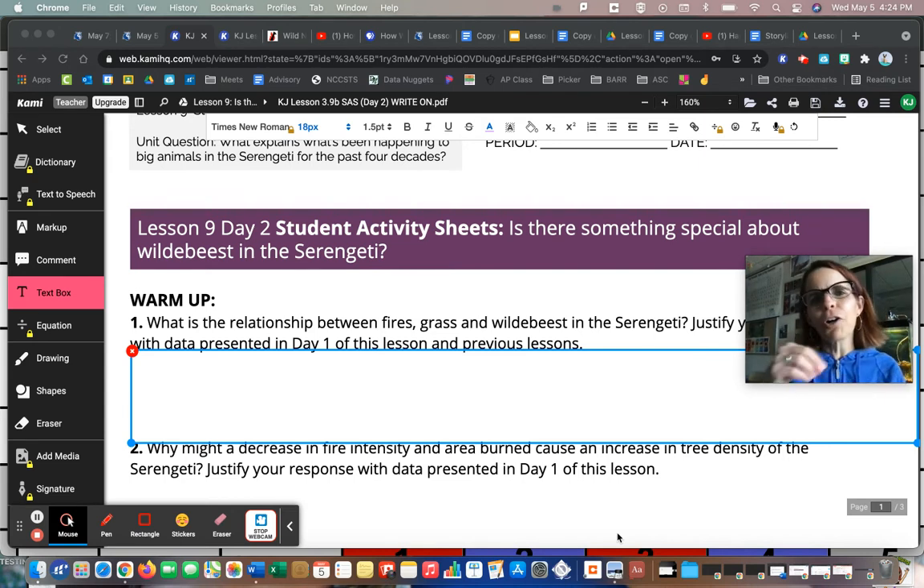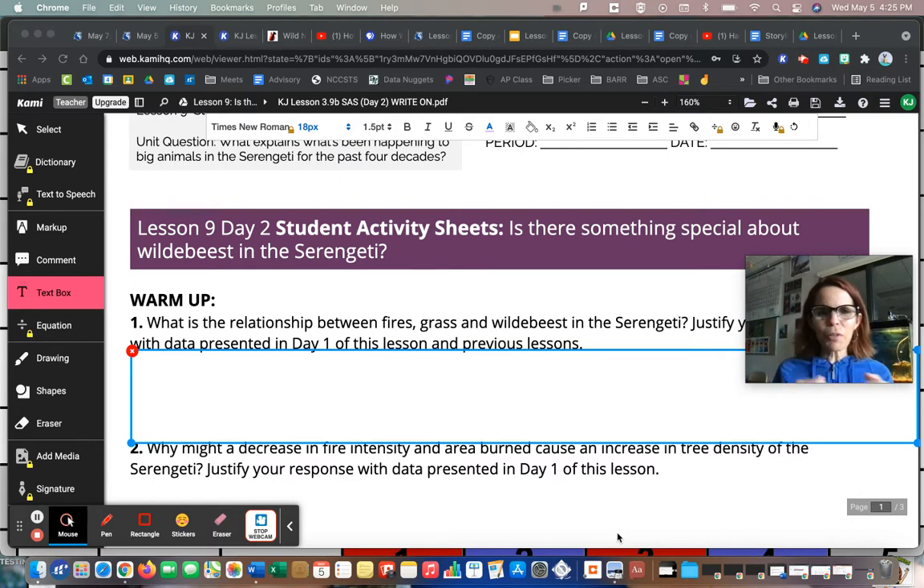If you have not already opened this document, open the assignment, the 3.9B. It's the second day of this assignment. It's called, Is There Something Special About Wildebeest in the Serengeti? Open that right now, and then we'll go ahead and get started.